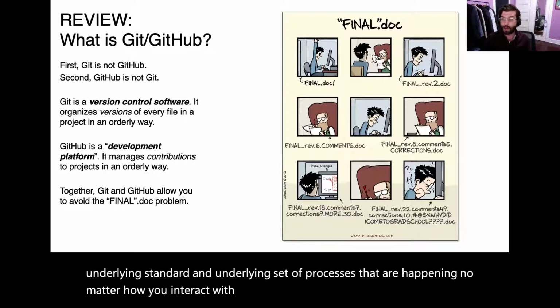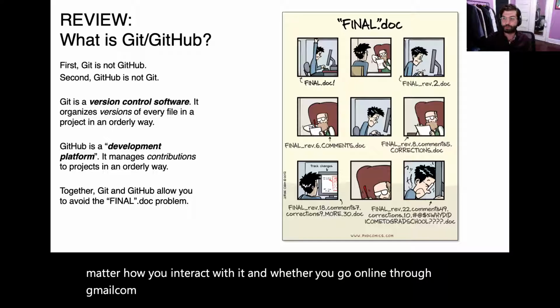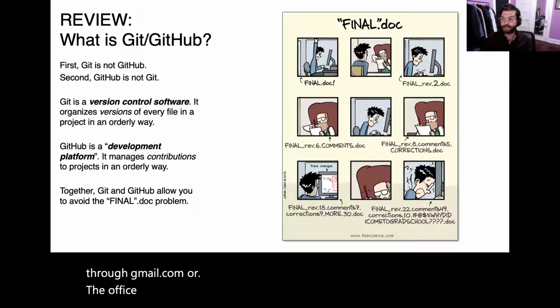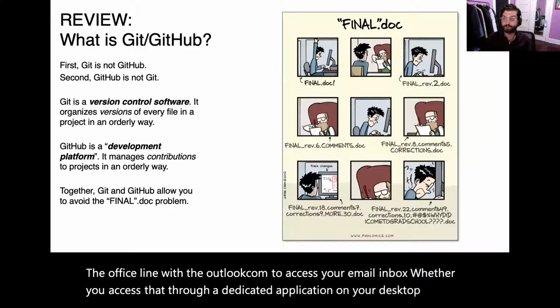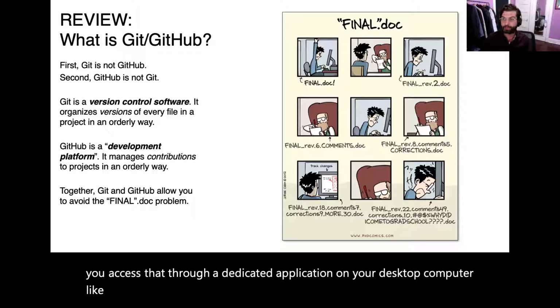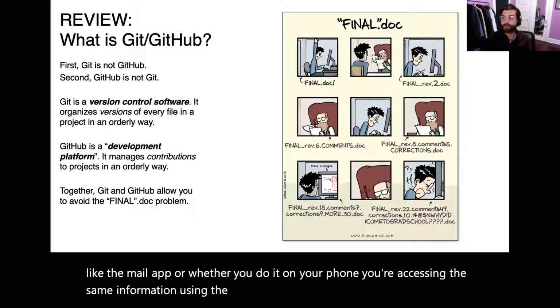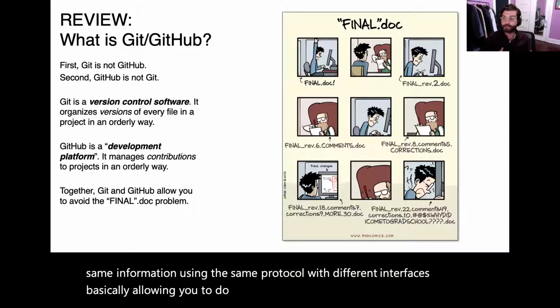There's an underlying standard and an underlying set of processes that are happening no matter how you interact with it. And whether you go online through gmail.com or, I forget the office one, outlook.com to access your email inbox, whether you access that through a dedicated application on your desktop computer, like the mail app, or whether you do it on your phone, you're accessing the same information using the same protocol with different interfaces. And why do we use these interfaces?